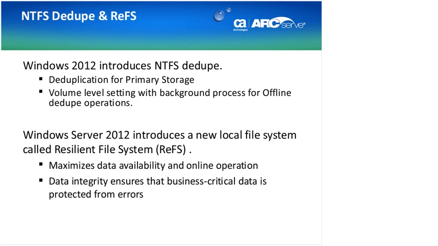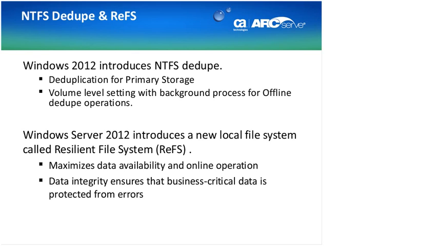Okay, let's talk in a little more detail about what each feature is. Windows 2012 introduced what we call NTFS dedupe. It is deduplication for primary storage, and it is a volume-level setting, a background process for offline dedupe applications. What this dedupe does is segment the data into small variable chunks, then identify the duplicate chunks and maintain only a single copy. It can also compress the chunks further, allowing significant disk space savings when you are storing data in an NTFS dedupe storage.